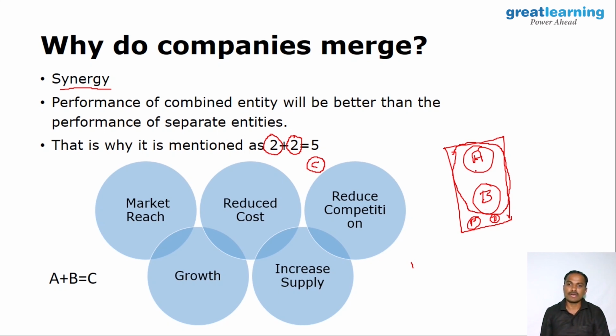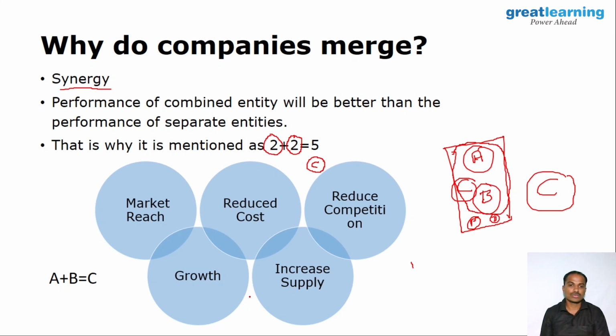But when company A and company B come together and form a company called company C, company C is much bigger than company A, company B, and companies P and D. So the performance of this company will be better than the performance of companies A, B, P, D individually. Okay, so they eliminate the competition this way.